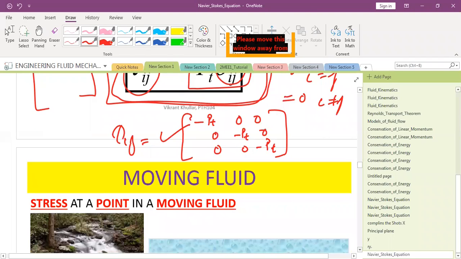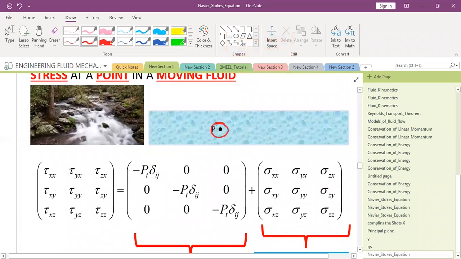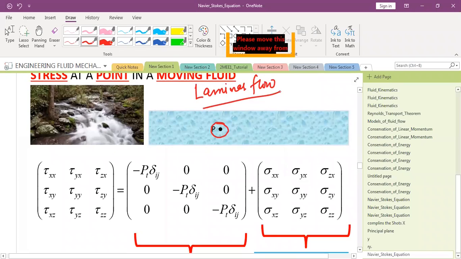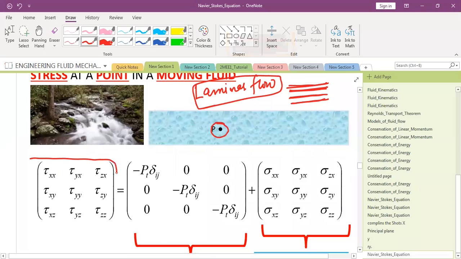Now I'm coming to stress at a point in a moving fluid. As of today, we will be treating only laminar flow. So these equations are valid for laminar flow. That should be clear in your mind. That is, all the streamlines are in the form of these parallel lines. This represents laminar flow.